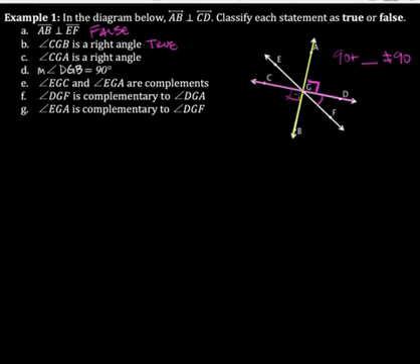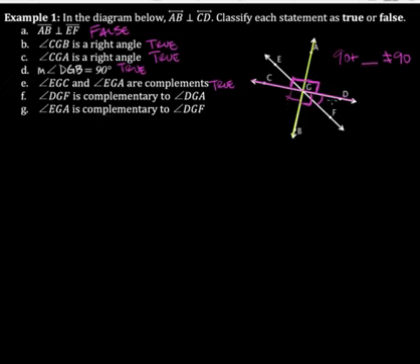Statement C says angle CGA is a right angle. Yep, that's going to be true. That's a 90-degree angle there. Statement D says that the measure of angle DGB is 90. Yep, that's going to be true. So all of these angles I know are going to be 90 because these two lines are perpendicular. Do I know that angle EGC and angle EGA are complementary? Yes, I know that that's definitely true because together they form this right angle, angle CGA.